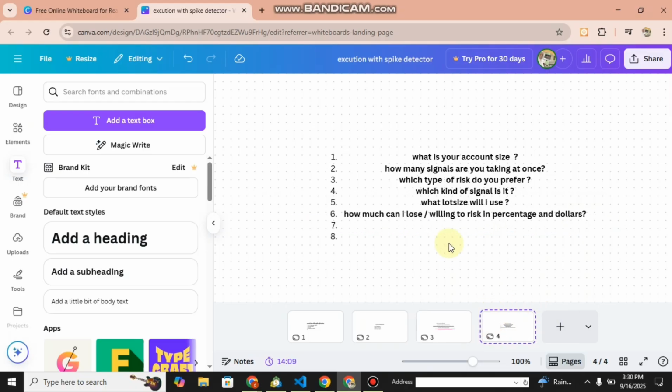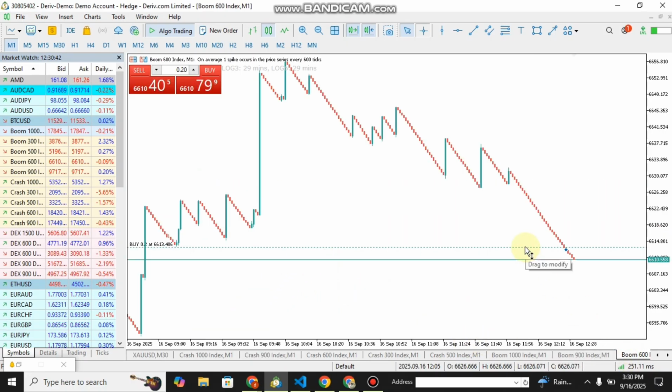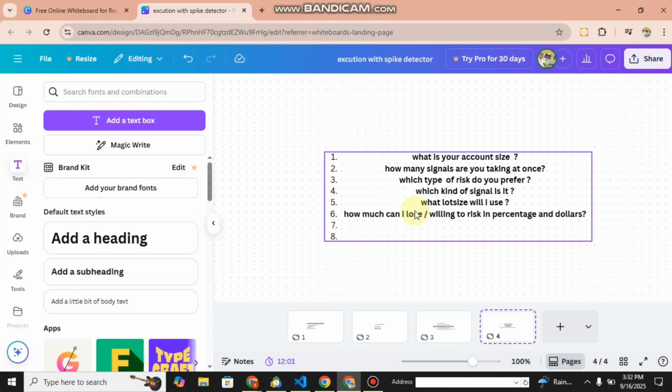So lastly, these are the 10 questions. I have put 6 of them, but by the end of the 10 lessons, you will get the 10 questions that you should ask yourself before any execution. What is your account size? How many signals are you taking at once? Like for me, I'm taking 2 at once. We have this, and also we have this one. Oh, let me first stop this one. These are the 10 questions that you should ask yourself before executing.